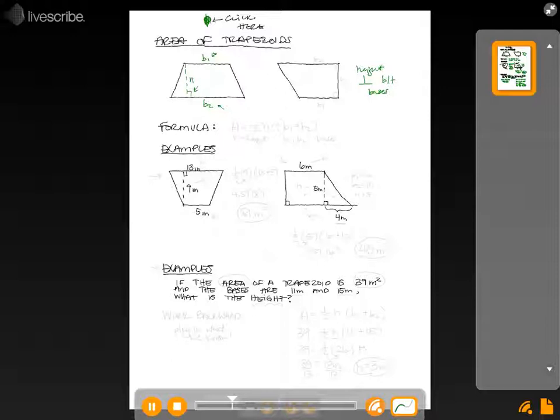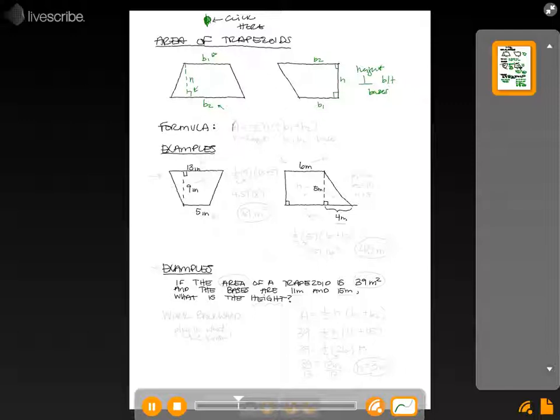So we got another trapezoid here. And this one, the height's actually over here on the side. Okay? So that's just another trapezoid that you could see. We have base 1 and we have base 2. Again, it doesn't matter which one's base 1, base 2, as long as they are the parallel sides.